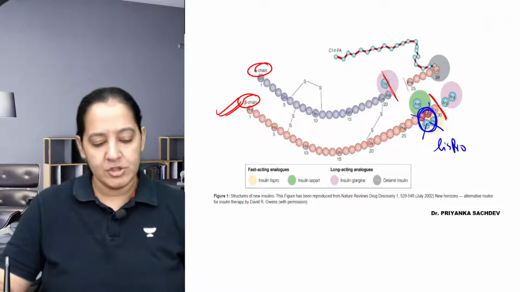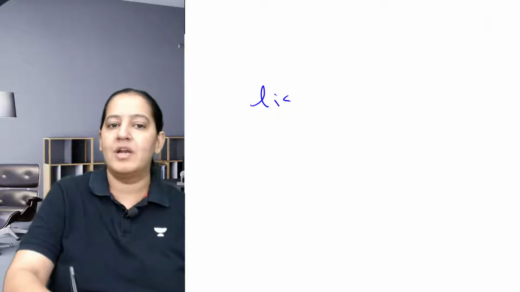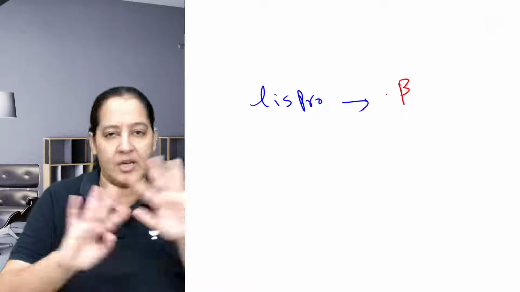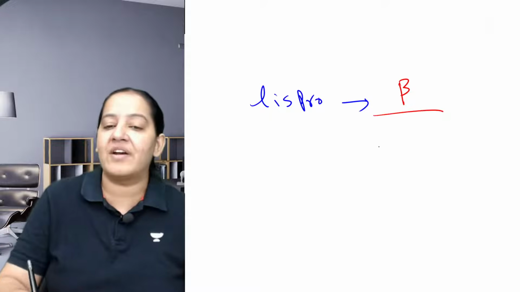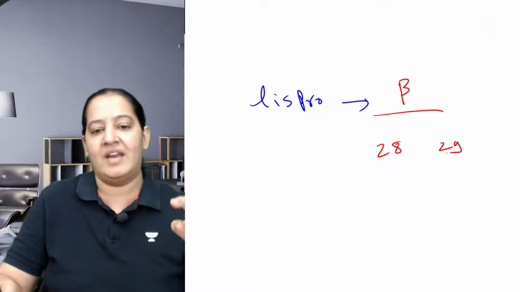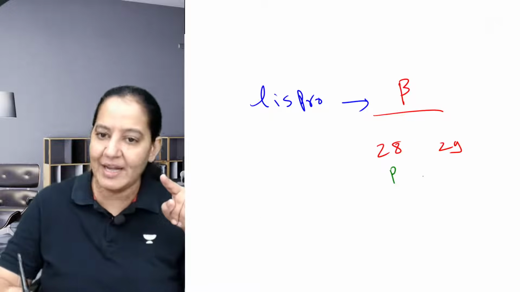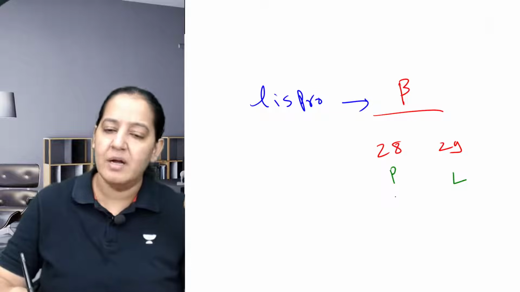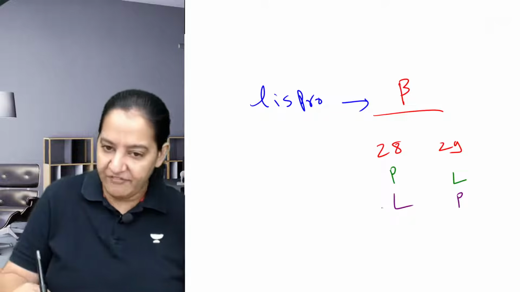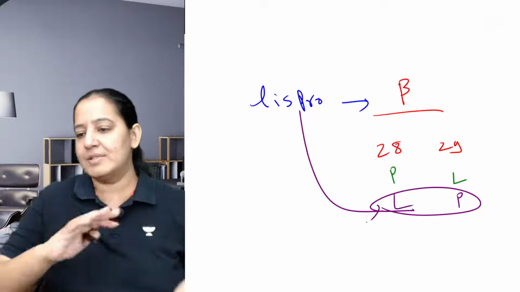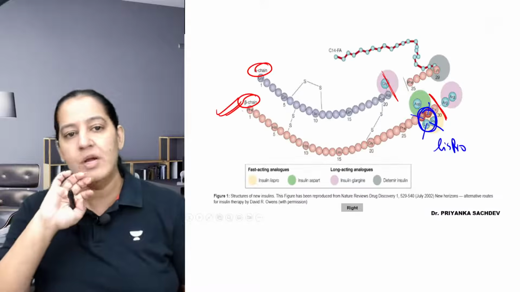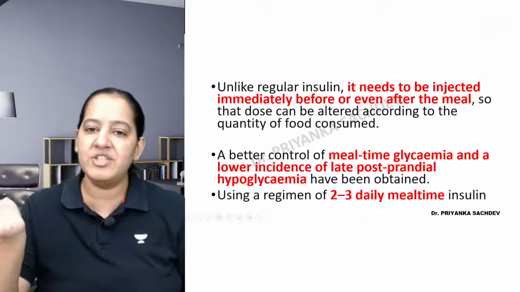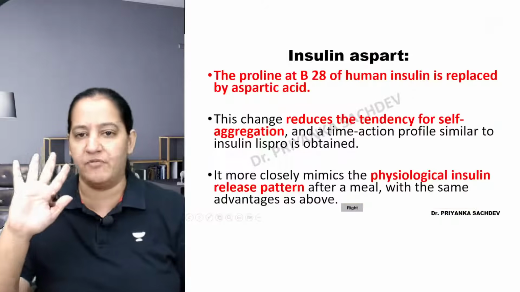This is Lispro. So basically in Lispro, we are making a change in the beta chain, not in the alpha chain. What change are we making in beta? At 28 and 29, we normally have proline and lysine. But instead of proline and lysine, we make it lysine and proline. If we do so, it is known as Lispro. It is no more natural. So that is the Lispro one, right? It will become ultra short. You can give it immediately before the meal, 5 minutes before the meal.